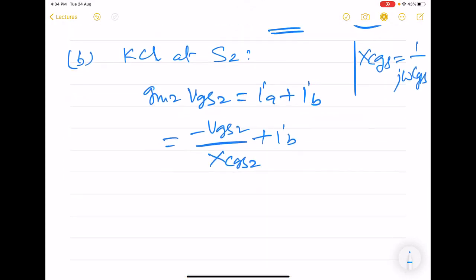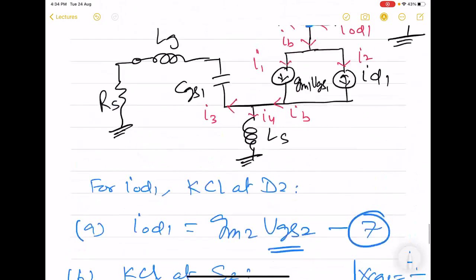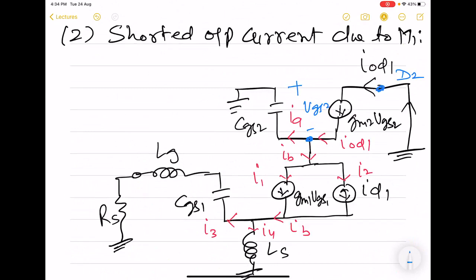Now we need to find out this IB. This is unknown. So for this, we will have to write an equation, that is KCL at D1. D1 is this node. So IB gets divided into I1 and I2.